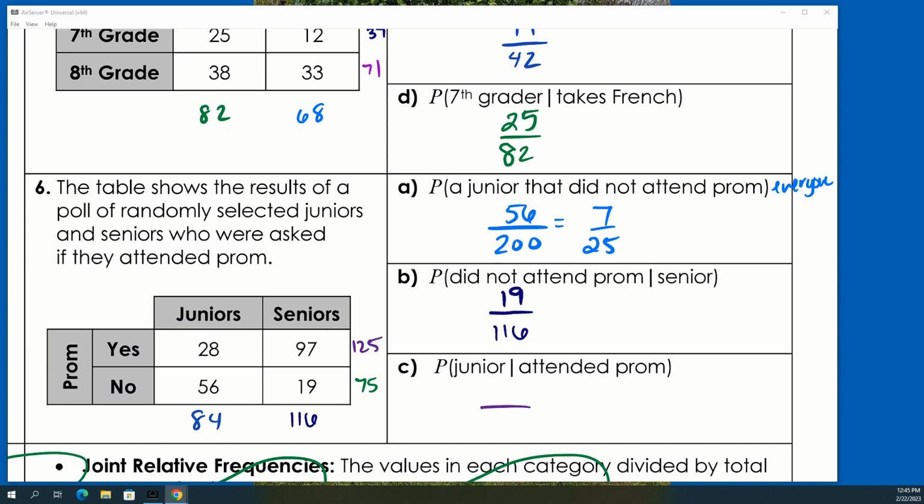I think it really helps to get the denominator first by looking at what's written second. So on this one, we only care about the people who said yes. And there's 125 of those people. All right, and out of those people that said yes, we want to know how many were juniors, and that's 28. All right, what questions do you guys have?